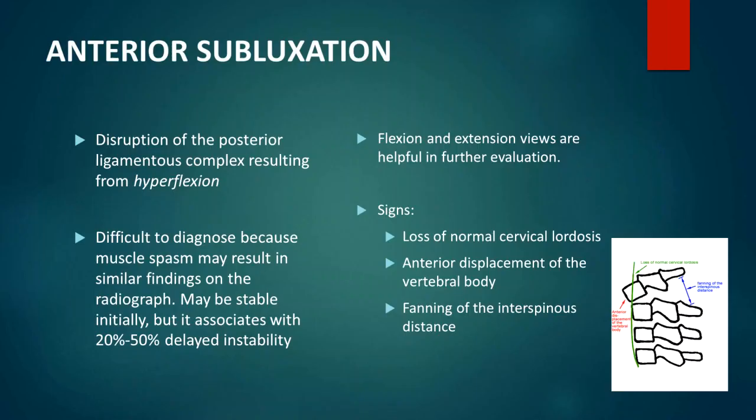So, anterior subluxation. This is a disruption of the posterior ligamentous complex resulting from, again, a hyperflexion injury. These are difficult to diagnose because muscle spasm may result in similar findings on the radiograph. May be stable initially, but it is associated with a 20 to 50% delayed instability. Flexion and extension views are helpful if you are concerned for these. Again, CT is going to be the standard, but sometimes neurosurgery will ask for flexion extension films. Signs, again, loss of cervical lordosis, anterior displacement of the vertebral body, and fanning of the interspinous distance.